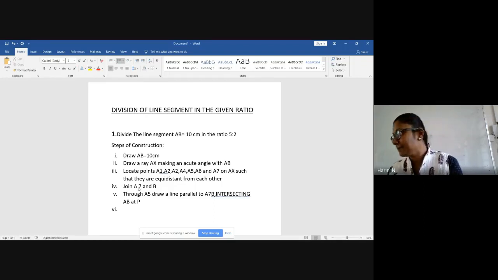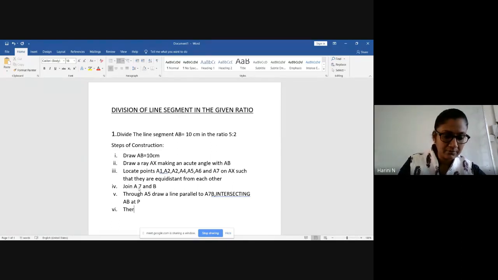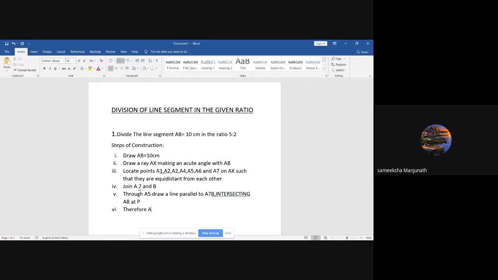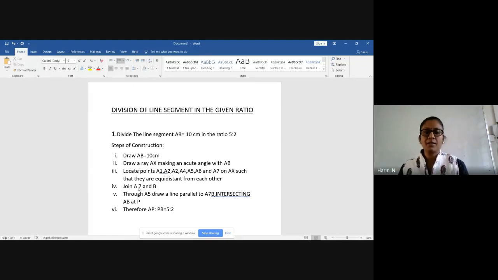Then what's the next step? Therefore, AP is to PB equals 5:7. Ma'am, 5:2. Yes, 5:2. AP is to PB equals 5:2. That's all. This is all that we had to do.